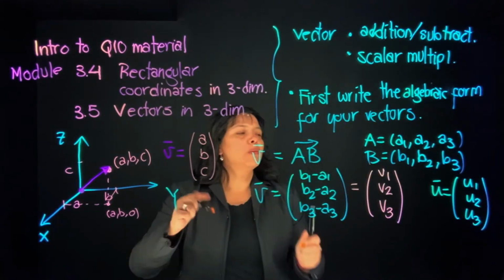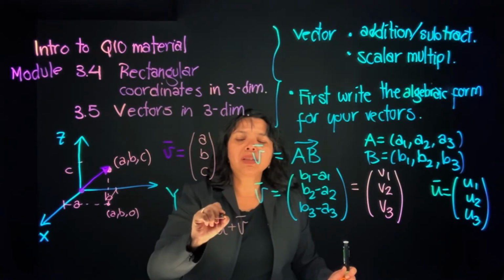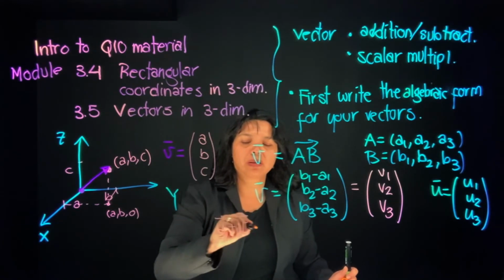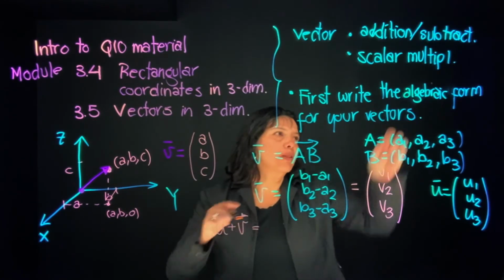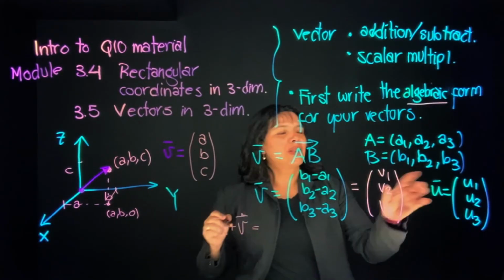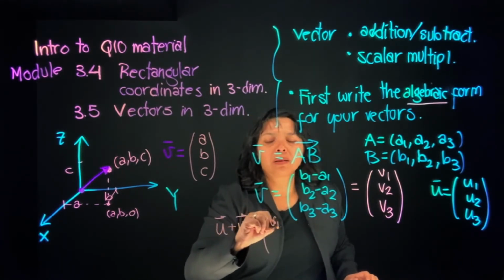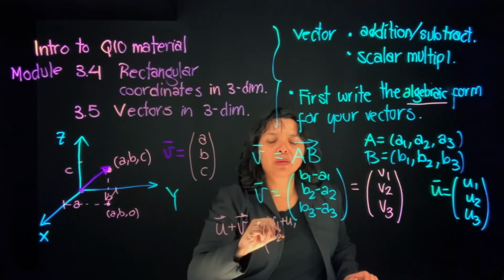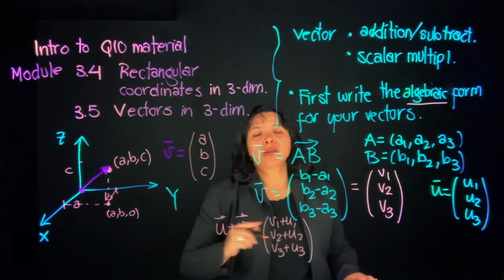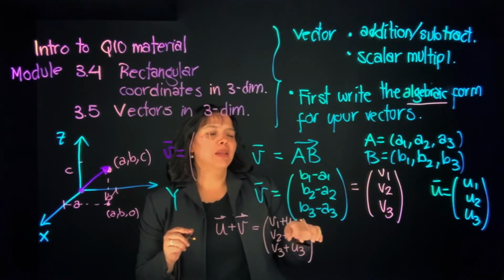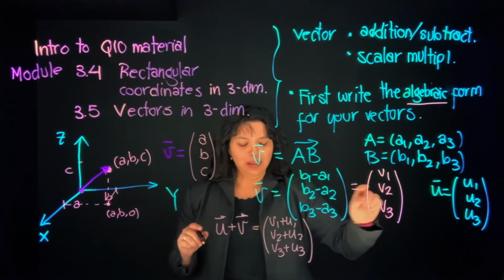then U plus V, and all of these were arrows, but sometimes I don't take the time to write the actual arrow. Once they're already in the algebraic form, you can just add or subtract component-wise. So this will be V1 plus U1, V2 plus U2, V3 plus U3. Similarly with subtraction, and similarly with scalar multiplication, you just multiply your constant in each of these.